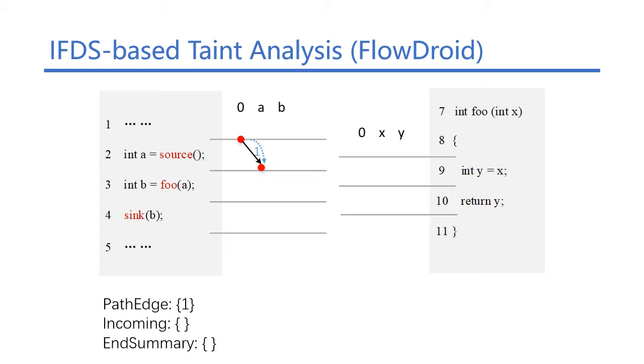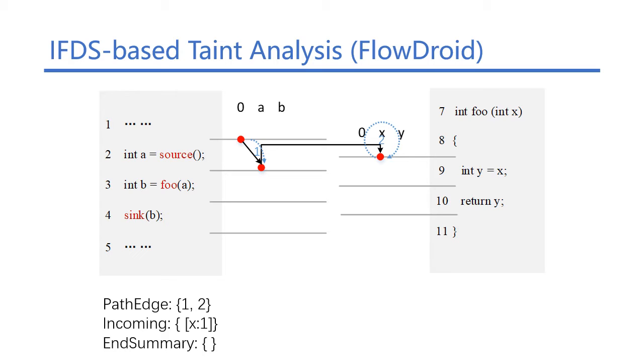Meanwhile, a path edge from 0 at line 1 to data flow fact A at line 2 is added into the set of path edges. Here we use a dotted edge to represent it, and we give it a unique ID 1. There is a call site at line 3. Value A is an actual parameter. X is a formal parameter.